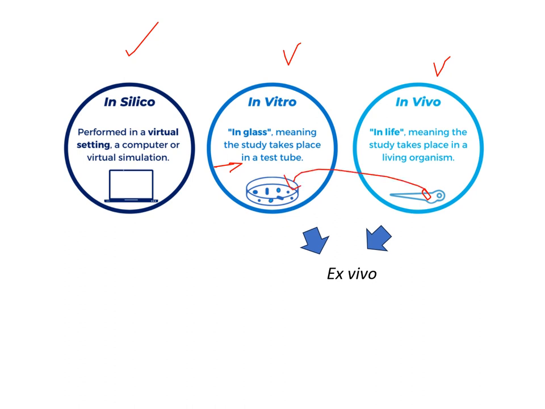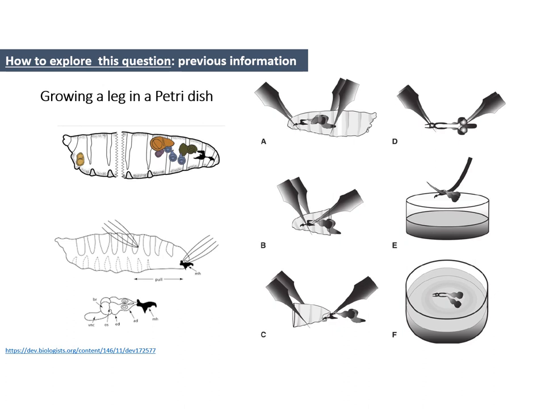It can grow for a different amount of time. You put the right food, the right things, and you can grow, for example, fruit fly legs, fruit fly wings, all those things in a petri dish and study the development. Why? Because when they are alive, sometimes you cannot see them. Sometimes you want to put a specific drug, a pharmacological treatment, and in the organism it is more difficult to study, so you can do that. This is called ex vivo. So you can grow a leg in a petri dish.